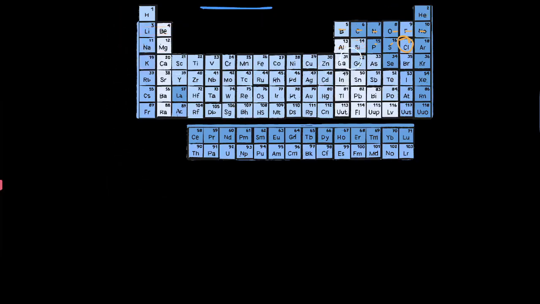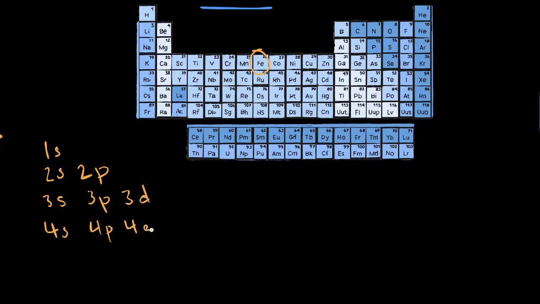So now let's look at something that may be a bit confusing, which is going to be our transition metals. Let's say we want to find the electron configuration for iron here. Well, let's start with our schematic. 1s, 2s, 2p, 3s, 3p, 3d, 4s, 4p, 4d, 4f.